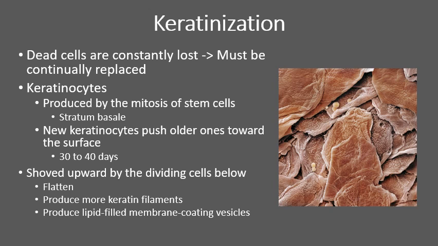Keratinocytes are produced by mitosis of stem cells. So remember from the cellular lecture where we said stem cells can develop into several different cells. One of these is keratinocytes. New keratinocytes push older ones toward the surface. This usually takes 30 to 40 days from when the cells are formed until they reach the surface. They are shoved upwards by the dividing cells below, and because of this, they are flattened and they produce more keratin filaments, and they also produce lipid-filled membrane coating vesicles. Here you can see them on this image.